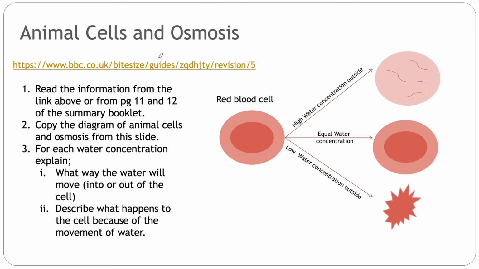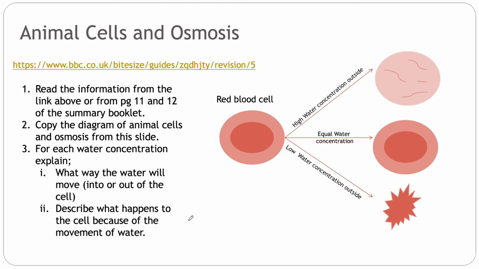So animal cells react differently to plant cells in terms of water gain and loss, and this is due to the fact they don't have that cell wall and they don't have a vacuole. So an animal cell in a solution which has an equal concentration to the solution in the cell will experience no net gain or loss of water, and it will remain unchanged. Okay, so equal water concentration, and it's exactly the same.